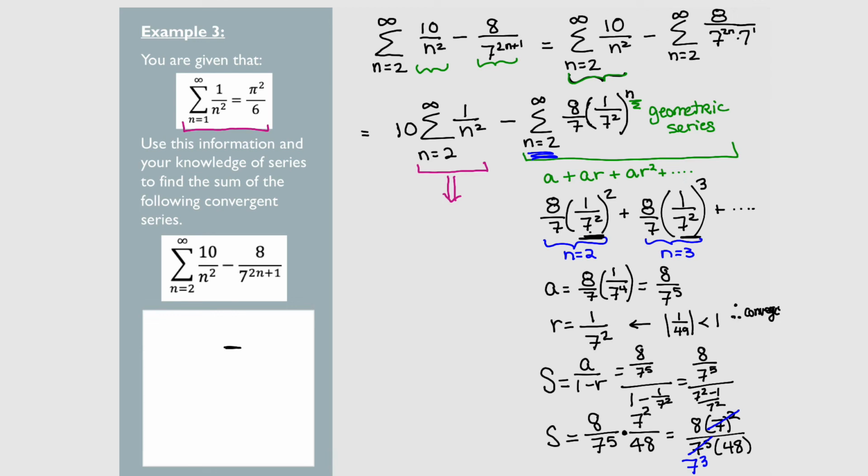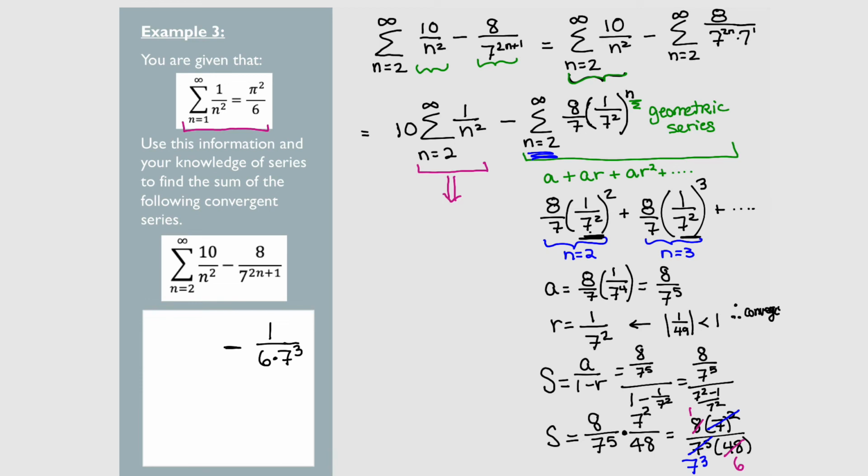So I have 8 in the numerator, 7 cubed in the denominator times 48. Oh my goodness, and what can I do now? Did you see that? I should have seen that over here. 8 actually divides into 48 6 times, right? So let me clean that up one more time. That's going to give me 1 over 7 cubed times 6, or 6 times 7 cubed in the denominator. That is the sum of the geometric series.